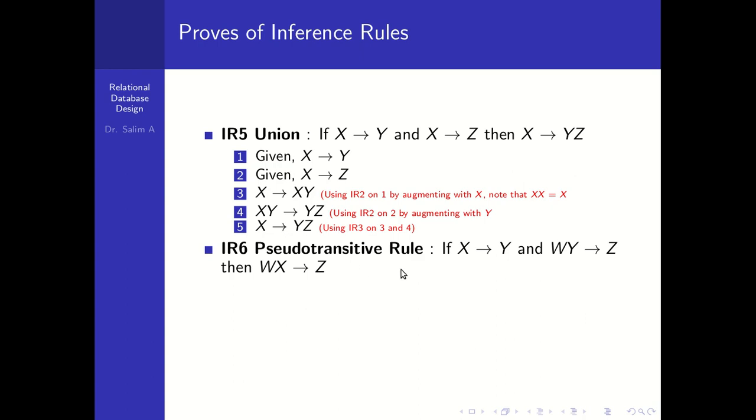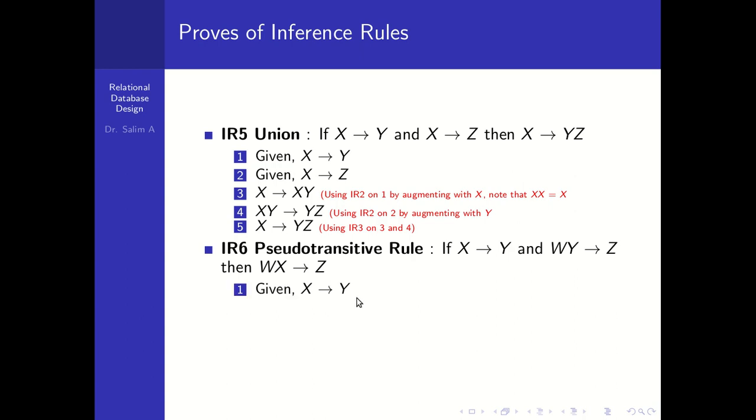Now the pseudo transitive rule. This is a bit complicated to understand. You have an FD, X determines Y, and another FD with the right-hand side attribute Y and another attribute W: WY determines Z. Then what can you say? WX determines Z. That is the pseudo transitive rule. You have X determines Y and WY determines Z. Then you can say that WX determines Z.